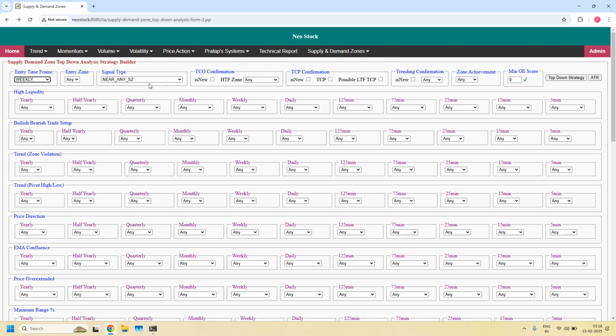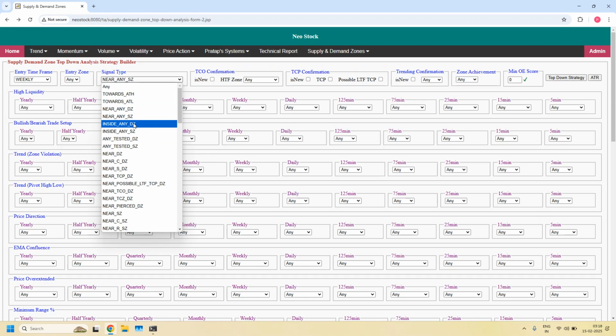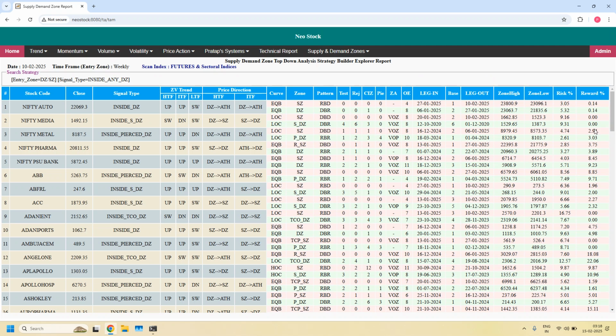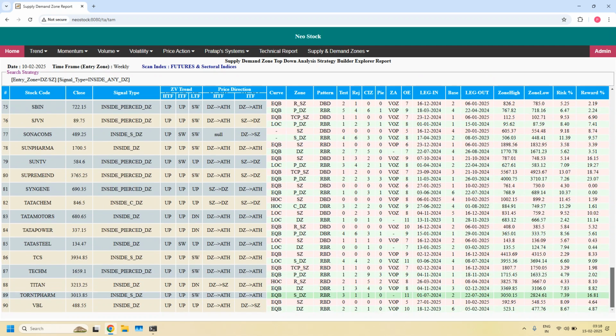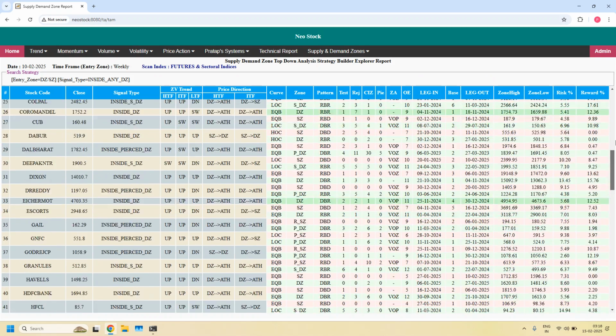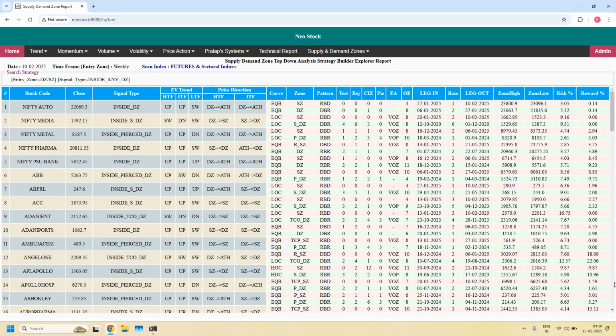weekly time frame, price closed inside the weekly demand zone. We got a big list. 90 stocks are closed currently in the weekly demand zones. If these weekly demand zones are having strong institutional order flows, probably they may push the market up again. Okay, for the quick reference, I'm scrolling the list down.